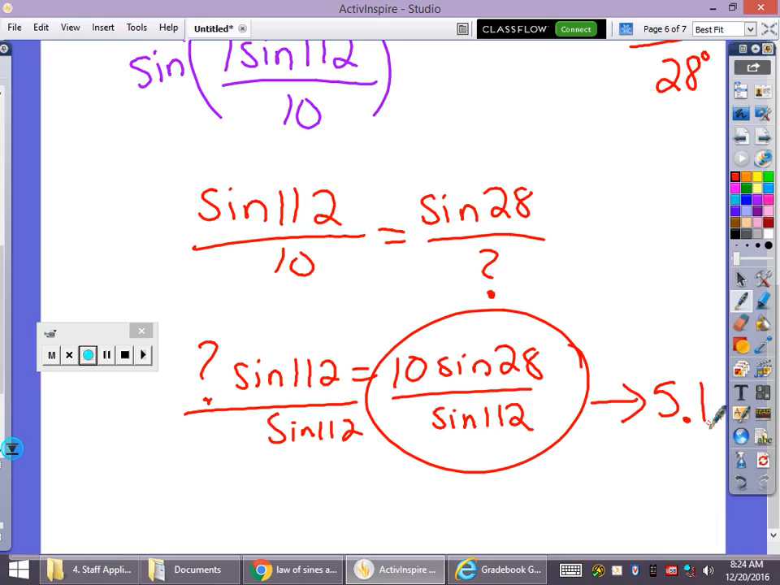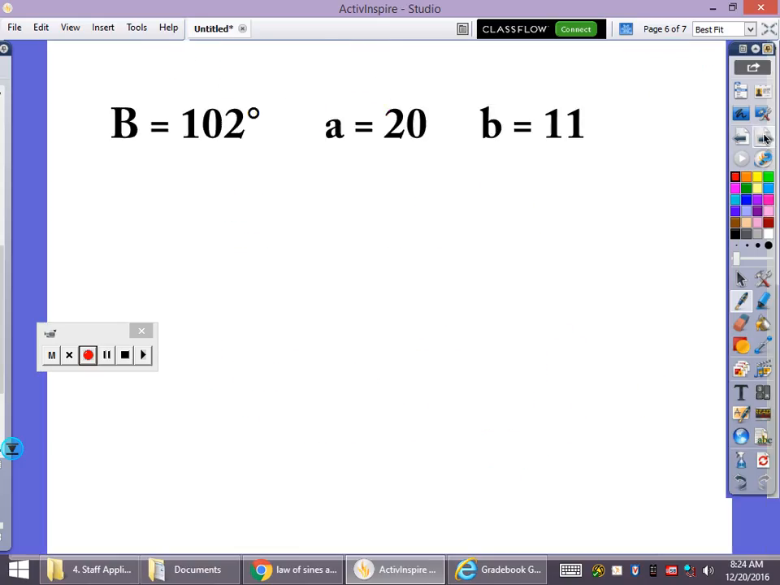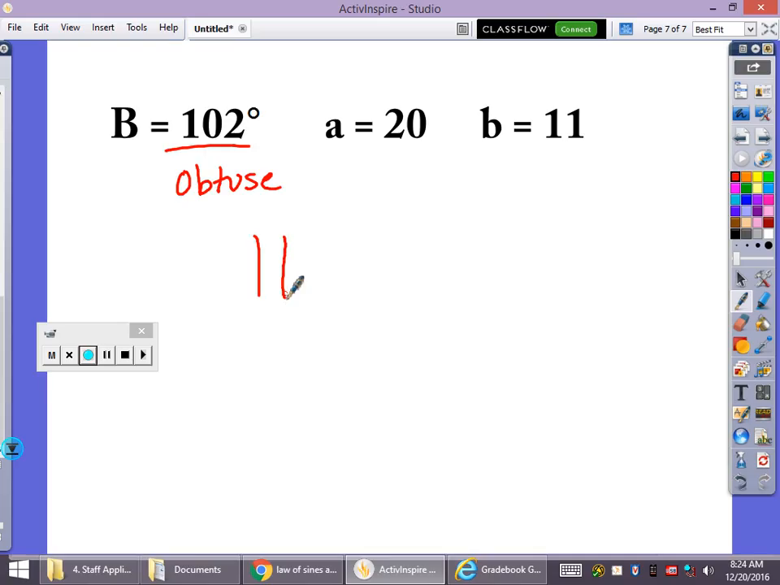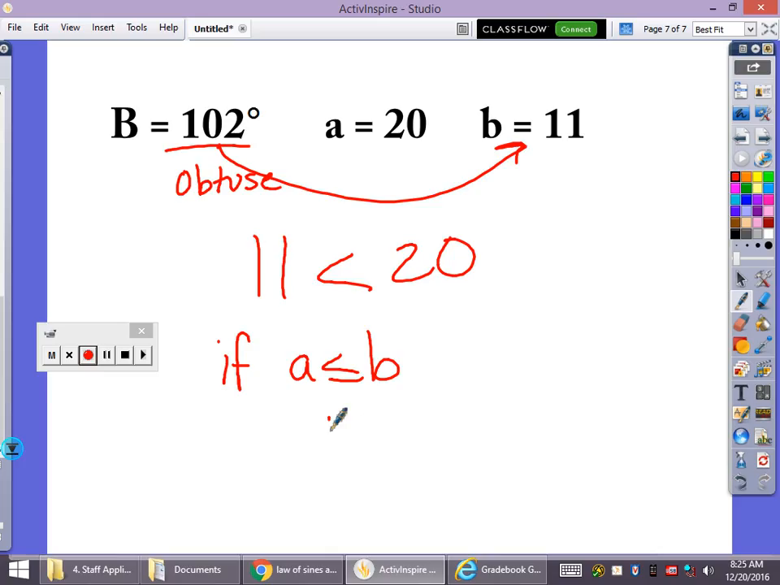All right, we're on the last case. Again, I'm talking about an obtuse angle. Can I proceed? Okay? All right. Can someone tell me what my partnership is? B is my partnership. So, all right. So it's obtuse. It is 11 compared to 20. 11 compared to 20. What symbol goes here? Why did I start with 11? 11 is the partner, right? It is less than. If A is less than or equal to B, no triangle. This is for obtuse. For acute, it's different, but for obtuse, no triangle exists.